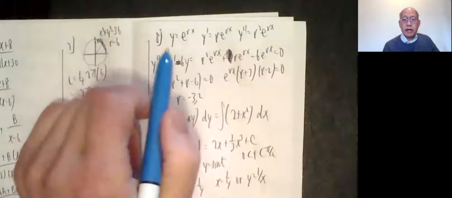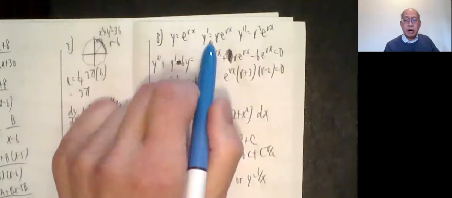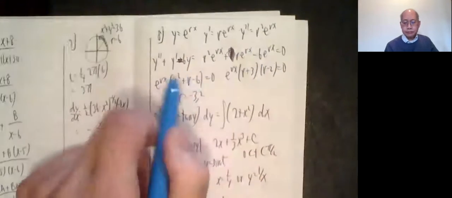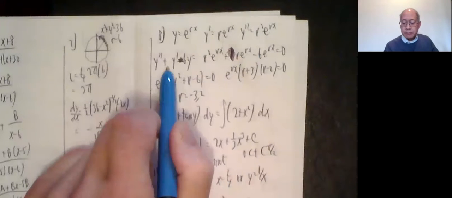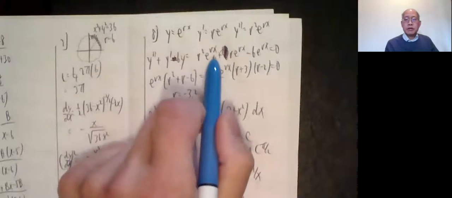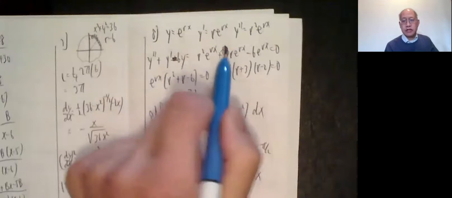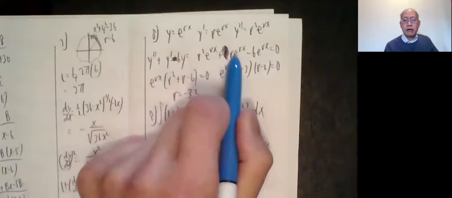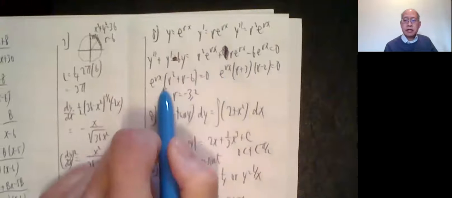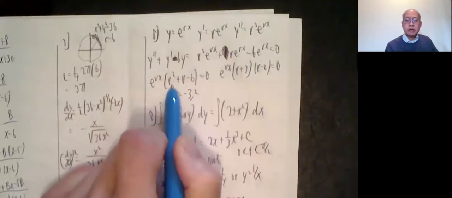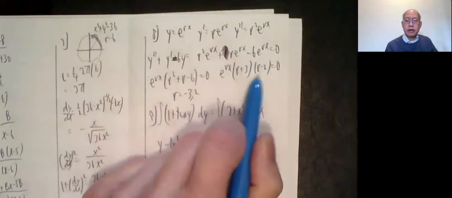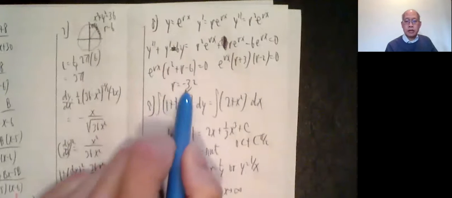Number 8, y equals e to the rx. The derivative is r e to the rx. Double prime is r squared e to the rx. So y double prime plus y prime minus 6y is r squared e to the rx plus, that's a mistake, I changed it to a coefficient of 1. R e to the rx minus 6 e to the rx equals 0. Factor out e to the rx. R squared plus r minus 6 equals 0. This factors into r plus 3, r minus 2. So the r's are negative 3 and 2.